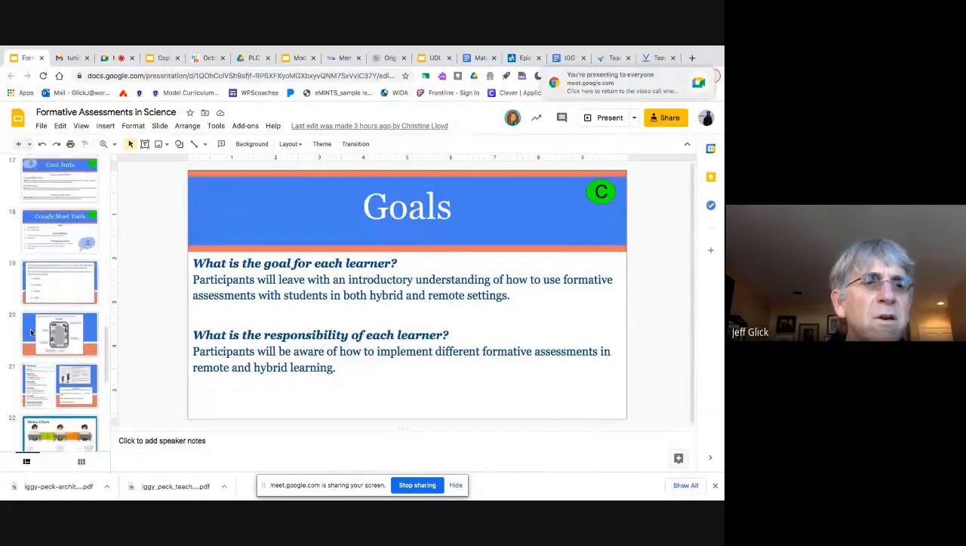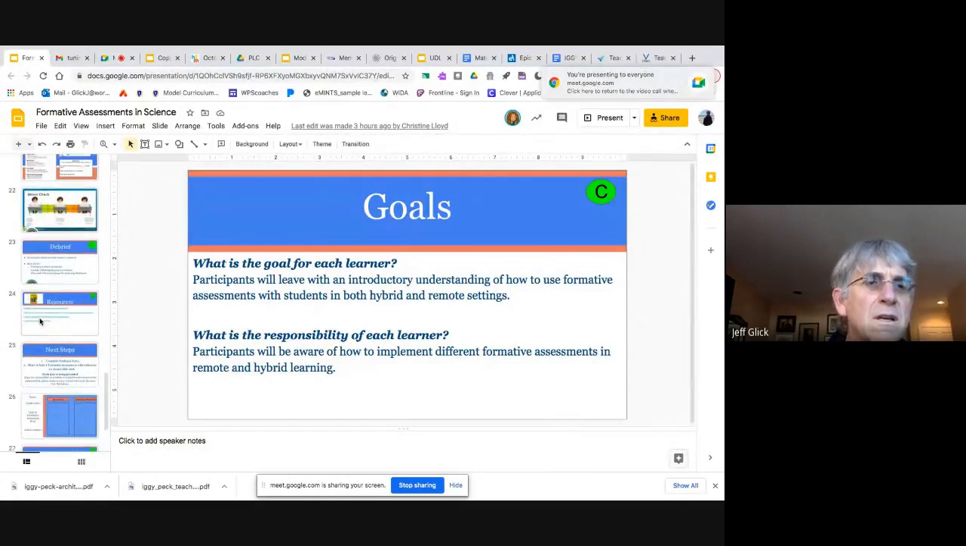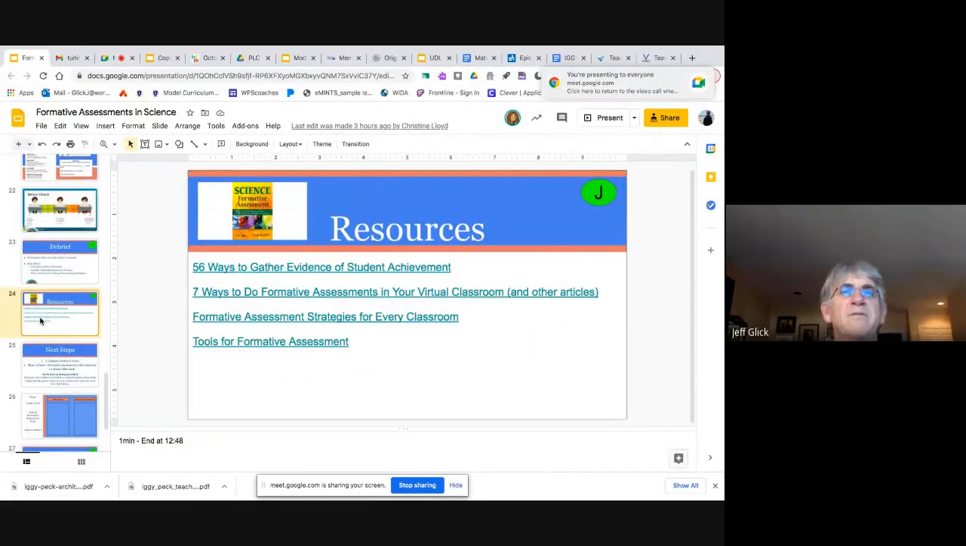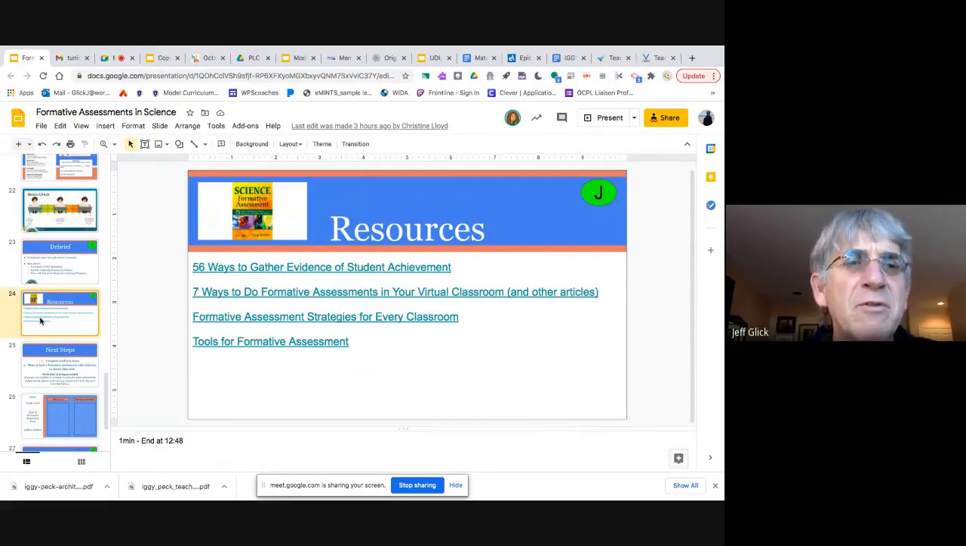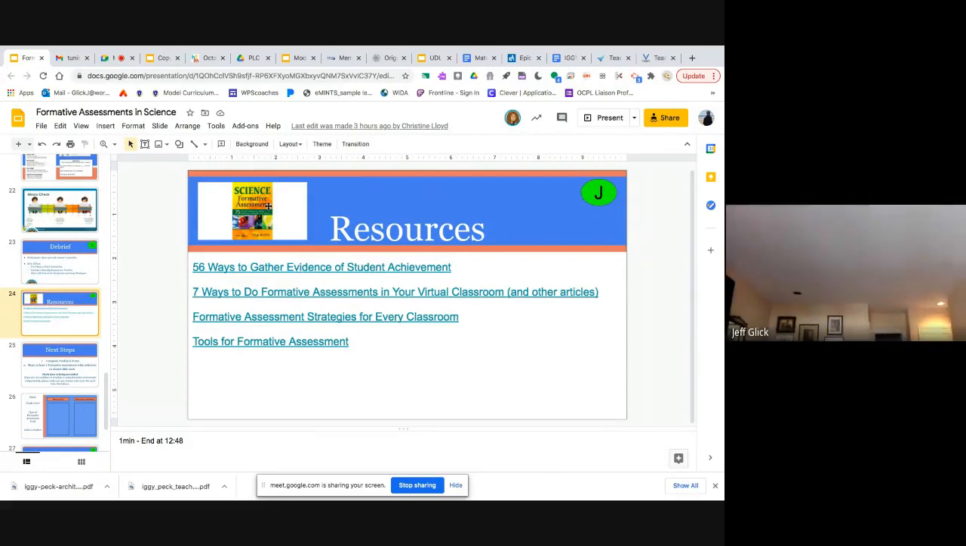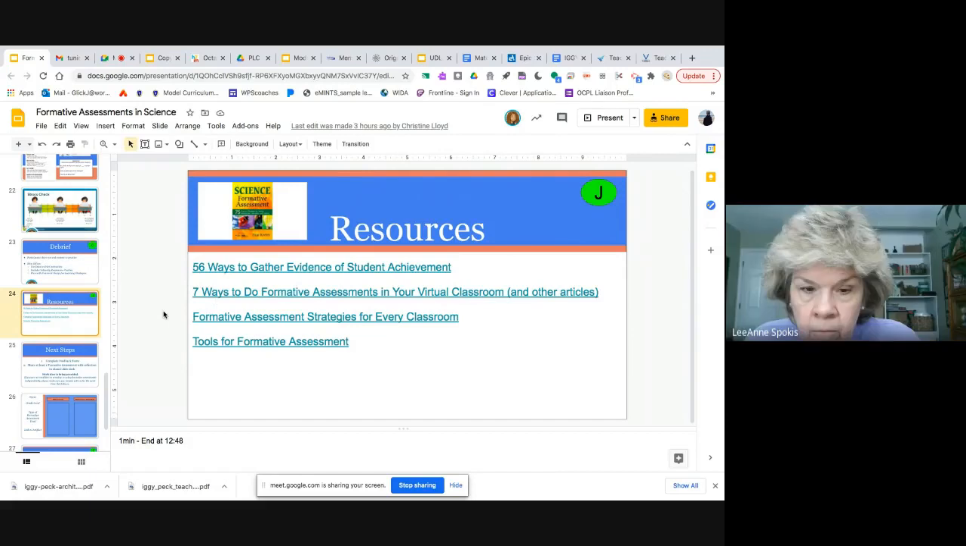All right, hold on one second. So this will really be very quick. There's the resource page. Everyone sees it? Okay, so that's the book that I had mentioned earlier, and that's from the National Science Teachers Association, and that's up here on the left. These are all great tools in terms of gathering evidence of student achievement, ways of doing formative assessment virtually, formative assessment strategies for every classroom, and then just tools for formative assessment. So these were just some resources that I had found that I liked.